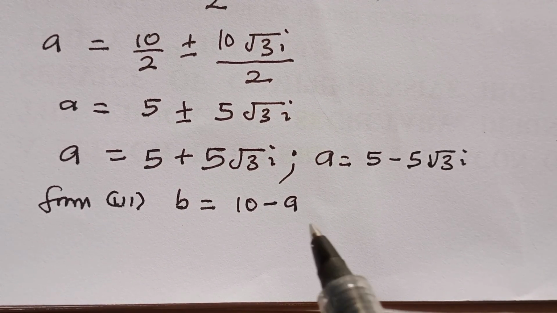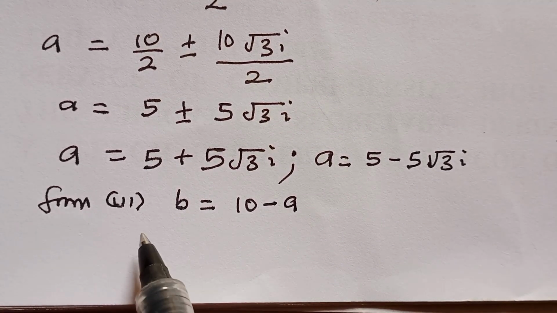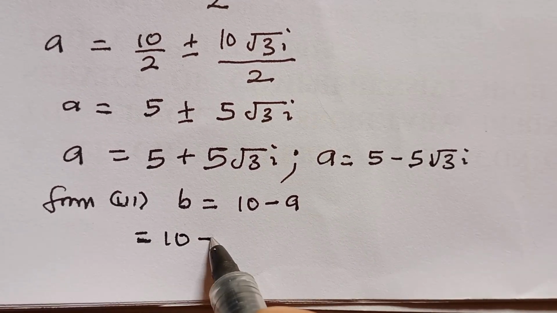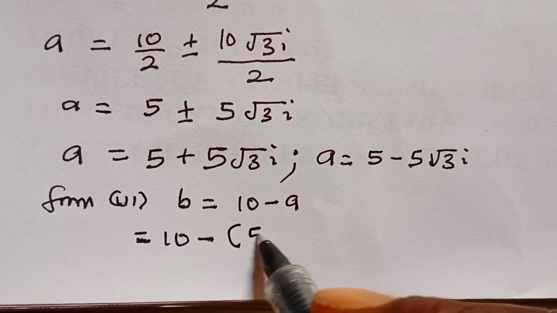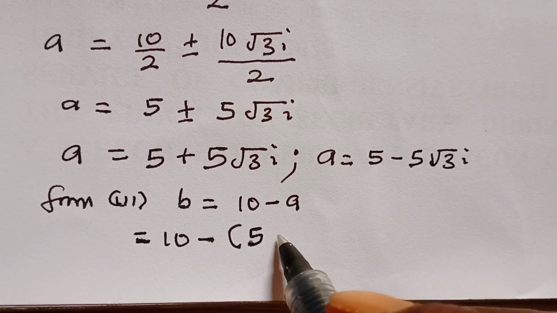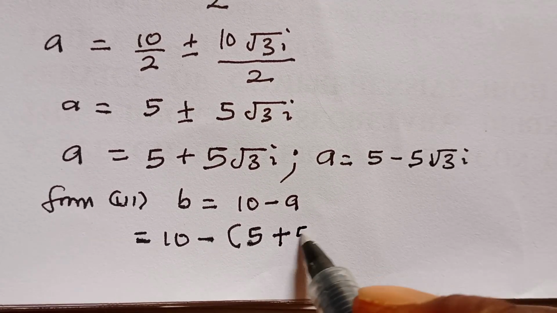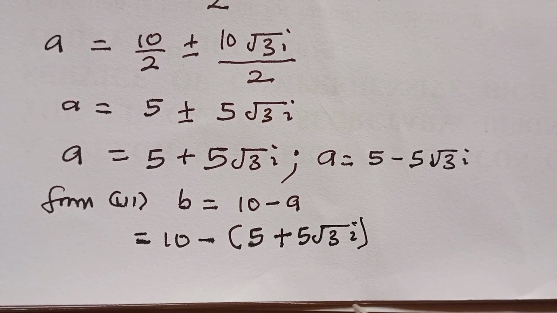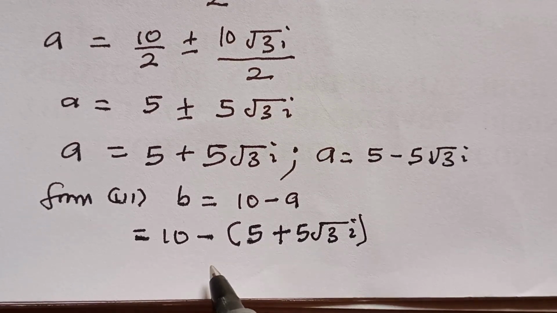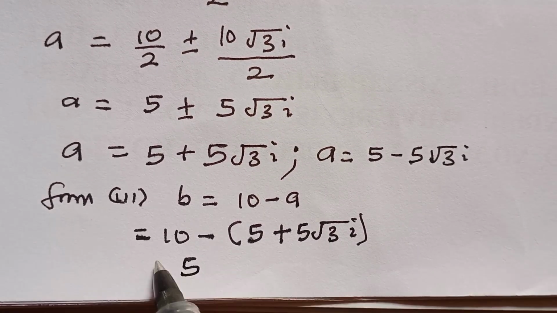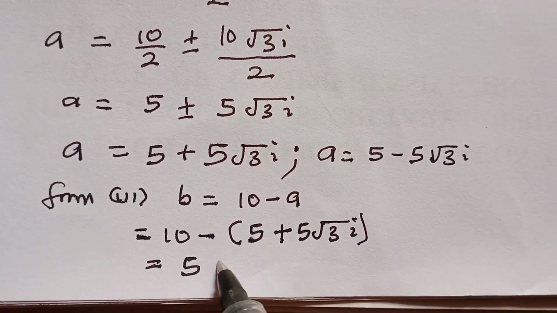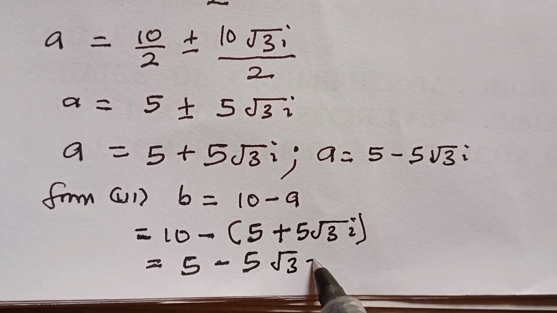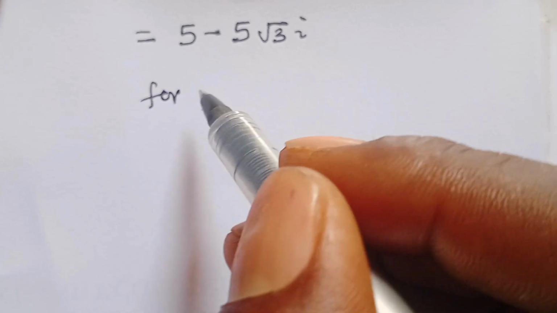So from equation 3, recall that b is equal to 10 minus a. So from there, we can easily substitute for the value of a by saying 10 minus, in brackets, 5 plus 5 square root of 3i. So we get our first value for b. Because we are getting two values of b as well, this now gives 5 minus 5 square root of 3i. That's the first value of b.